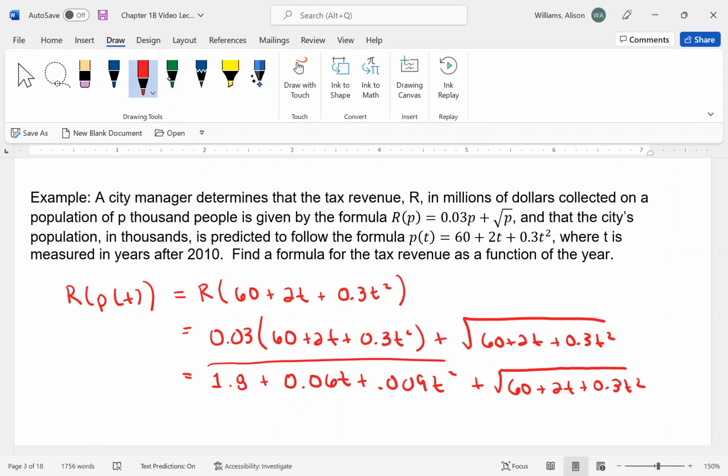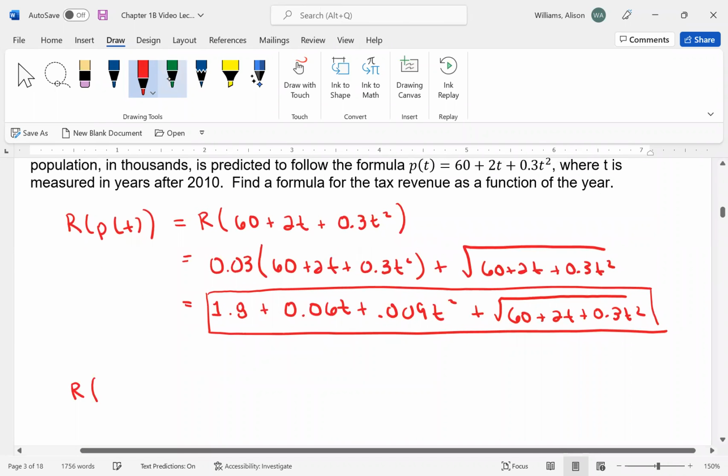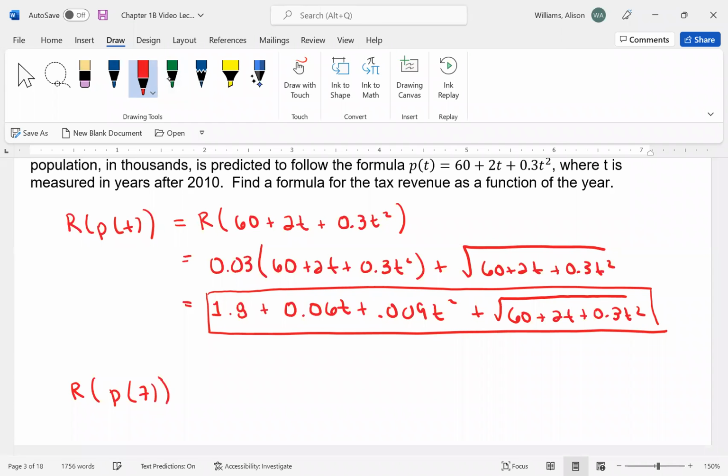Now, here's what's interesting. If I were to plug a value into t, like if I were to plug in, let's say 7, that means what I'm really looking at, since t is how many years after 2010, this would translate to being the population in 2017, right? Which means I'd be finding the revenue in 2017. So this is going to find the revenue in 2017.